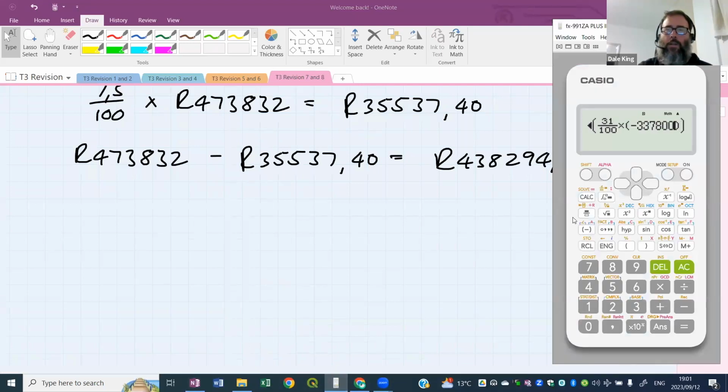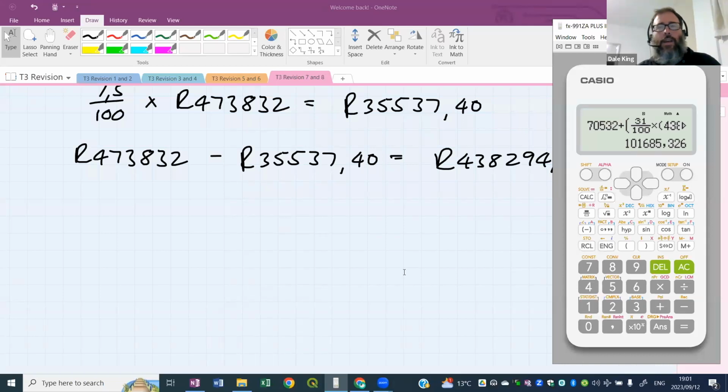438,294.60. So I'm going to come back to my calculator and put that in here. So 438,294.6. All right, that should be it. Ben, what did you get? I got 101,685.33. All right, there we go. That's it. I also got the same thing, 33.